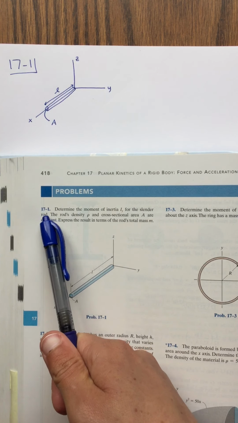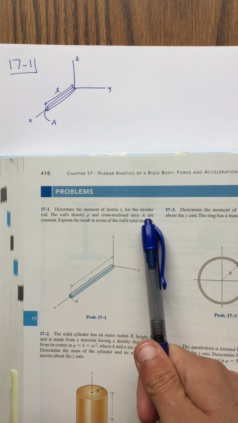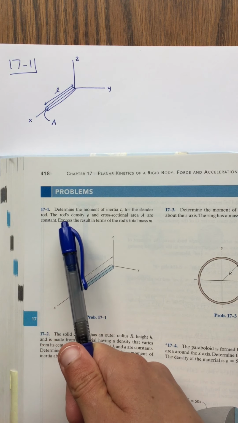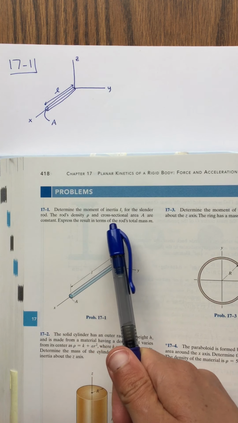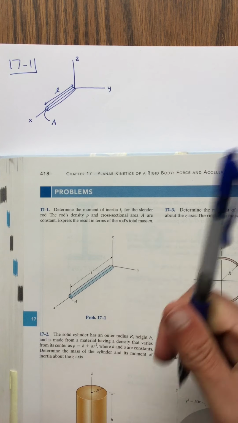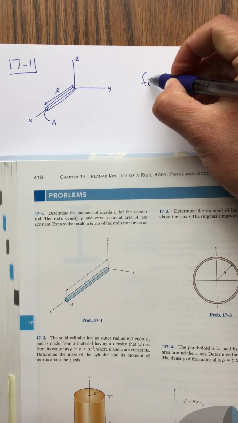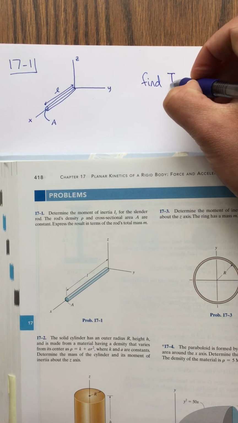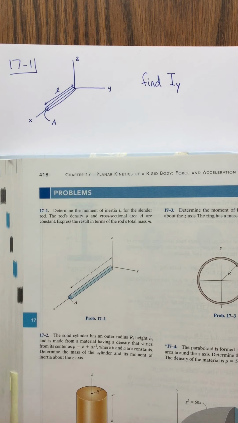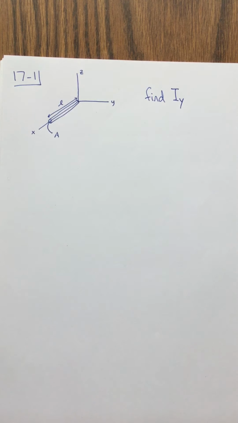For the slender rod, the rod's density and cross-sectional area are constant. We are going to express the result in terms of the rod's total mass. So we want to find the moment of inertia about the y-axis. And we have our diagram here.